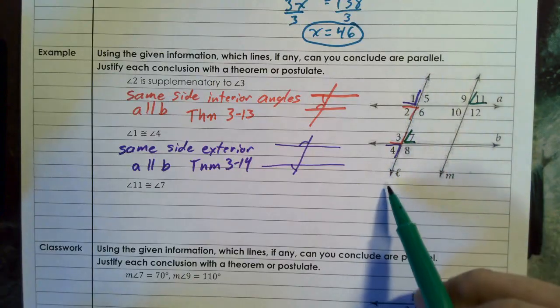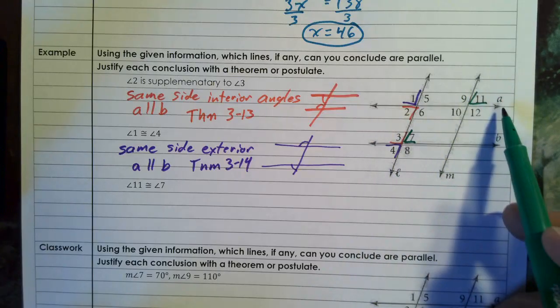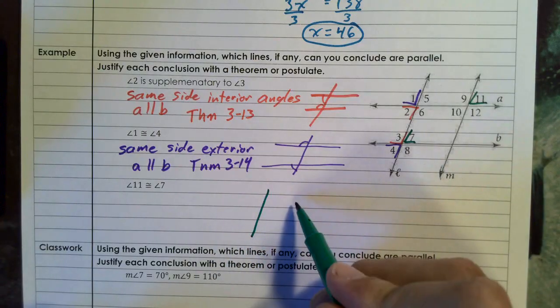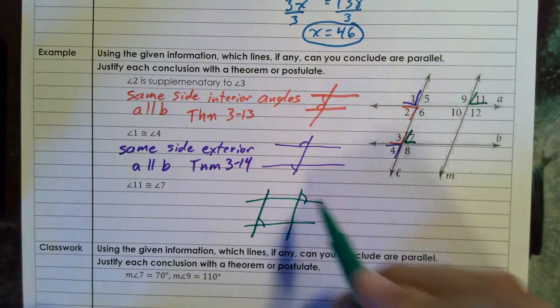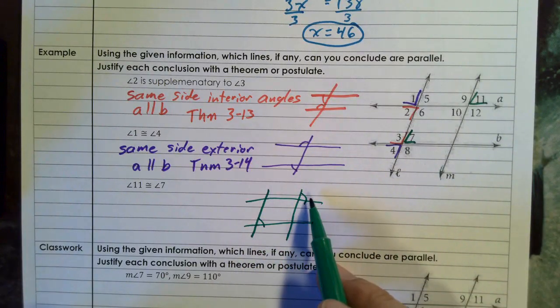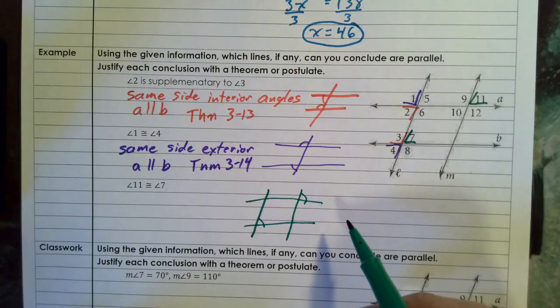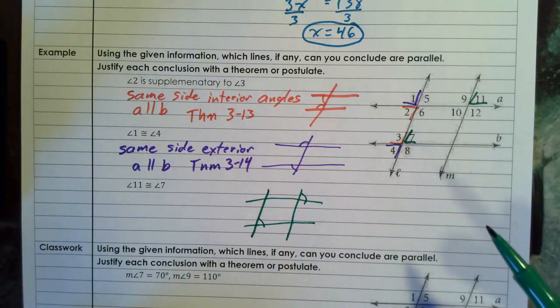Now, 7 is made up of L and B, and 11 is made up of M and A. So if I try to make my diagram, I end up making the whole thing. Now, these are kind of in corresponding spots, but they're using too many lines. There's 4 lines in this diagram. So even though it looks corresponding, we're not able to say that these two things have to be parallel.